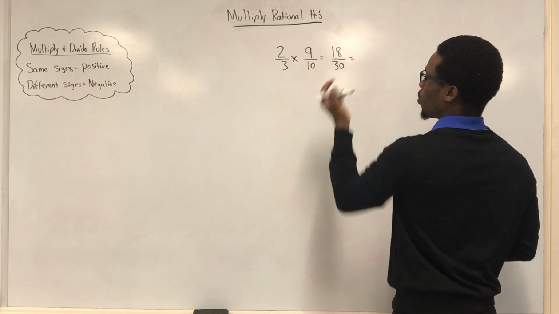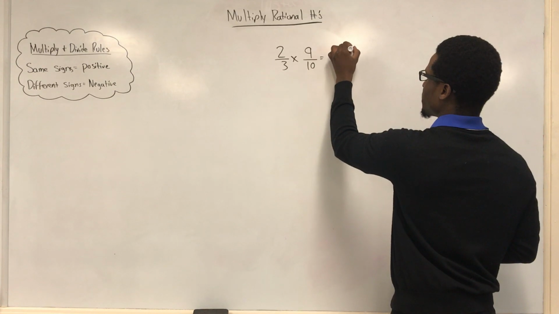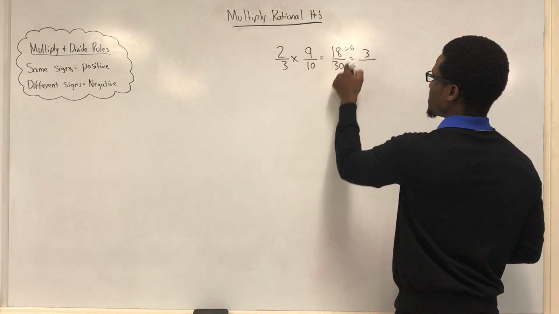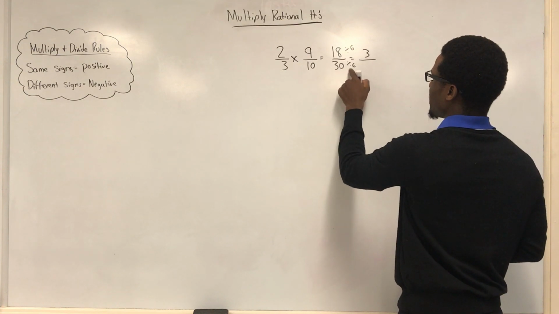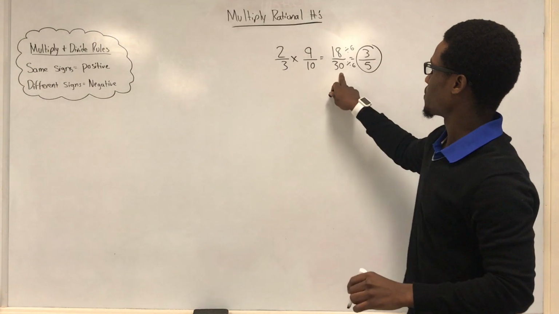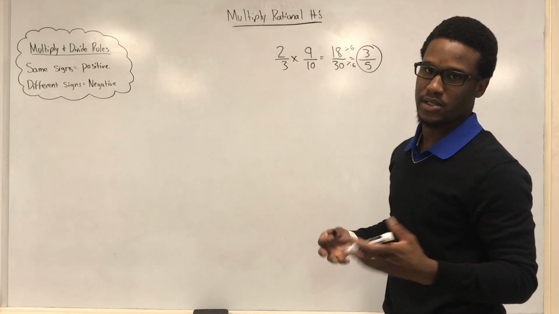All right. So what number goes into both 18 and 30? 6 certainly does. So 6 times 3 is 18. All right. And then 6 times 5 is 30. So our answer is 3/5. It was 18 over 30, but it's simplified to 3/5.